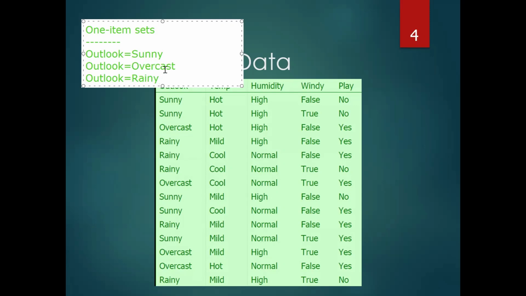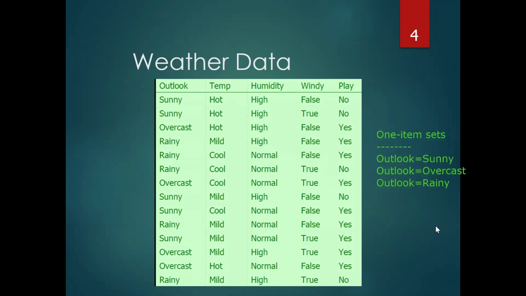And let's look at the support. Now, when you say support, what it means is how many times Sunny appears. So if you take this one, how many times? We have 1, 2, 3, 4, 5. The support is 5. Outlook Overcast, 1, 2, 3, 4. Support is 4. There are 4 instances with Outlook Overcast. Look at Rainy, 3, 4, 5. 5. These are one item sets.